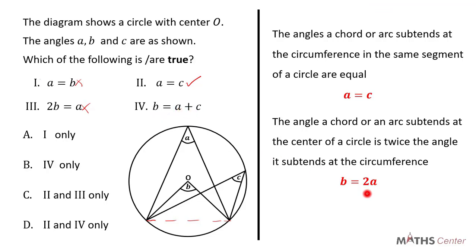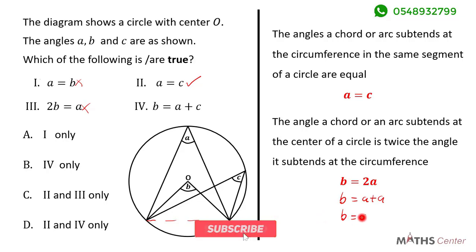plus C. We have B is equal to 2A. We know that 2A is the same as A plus A. So we can say that B is equal to A plus A. We have established from the first theorem that A is equal to C. So we can replace one of these A's with C. And so when we do that, we will have B is equal to A plus C, which will give us the option IV. B is equal to A plus C. So it means that IV is also correct.